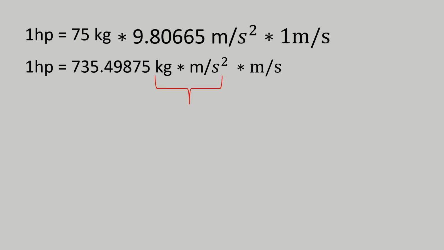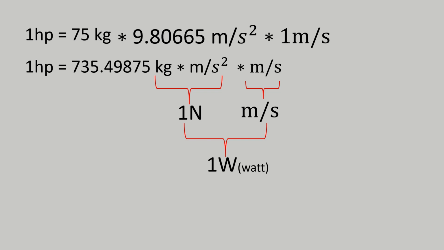About the units: here we have kilograms times meters per second squared, which is equal to 1 newton, and 1 newton times meter per second is equal to 1 watt. So we can say that 1 horsepower is equal to 735.4 watts. I guess we all heard that, for example, this car has 150 kilowatts, which is 150,000 watts, and from this formula we can convert it to horsepower.